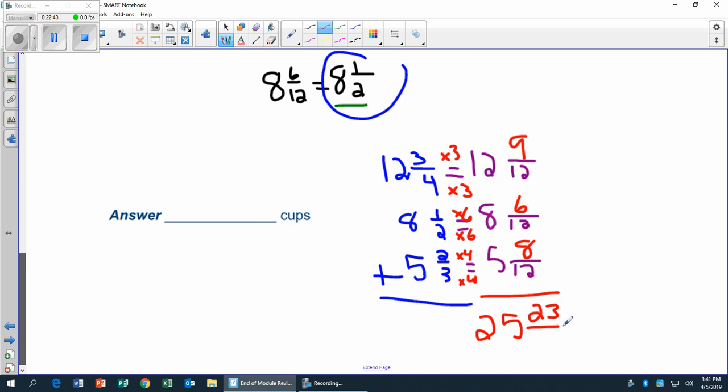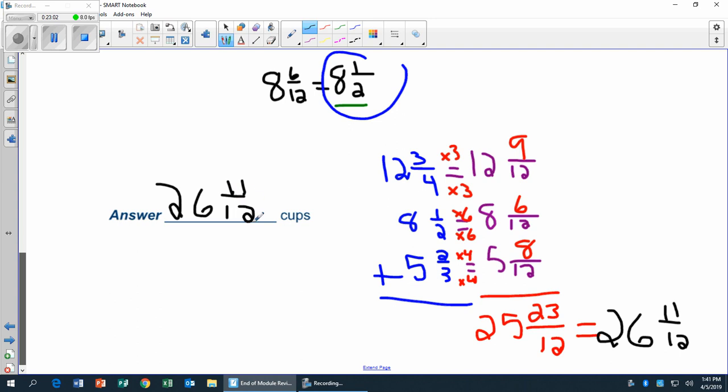Well, I can't leave this as an improper fraction like that, so I have to change it again. And when I change this, I see 12 can go into 23 one more time, so that gives me 26. There's 11 left over out of 12. So I end up with 26 and 11/12.